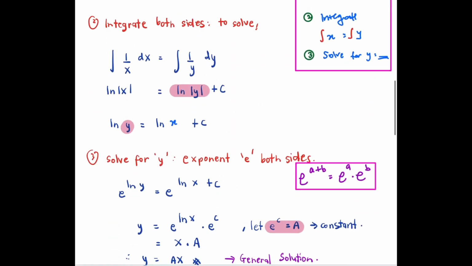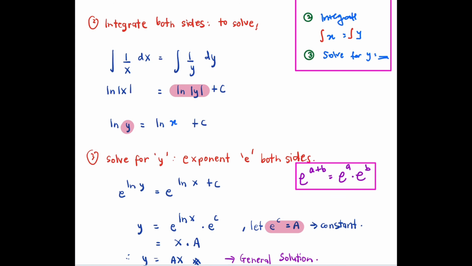Now let's proceed to step number 3. Let's solve for our y. So your y is here inside the ln. In order to get rid of the ln, we need to take the exponential e on both sides. So let's take e on the left hand side and also e to the power of everything on your right hand side. So let's solve this. e to the power of ln y is just equal to y. Okay, so we have finished our left hand side. From our right hand side, we need to open it up.